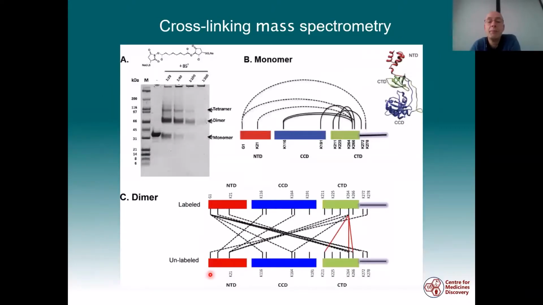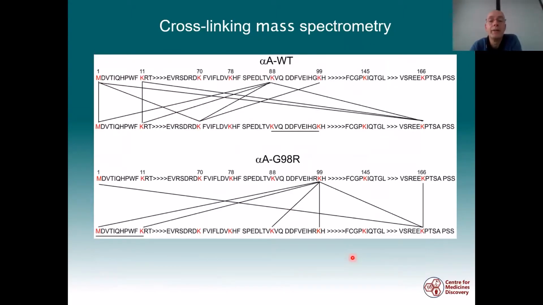So here's just an example of some cross-linking data where you can infer cross-links in these different positions. And here's another example of a dimer where you can infer where the contact points of that dimer are. And here's another example of cross-linking. You can see we can infer that these lysines must be in close proximity to each other.